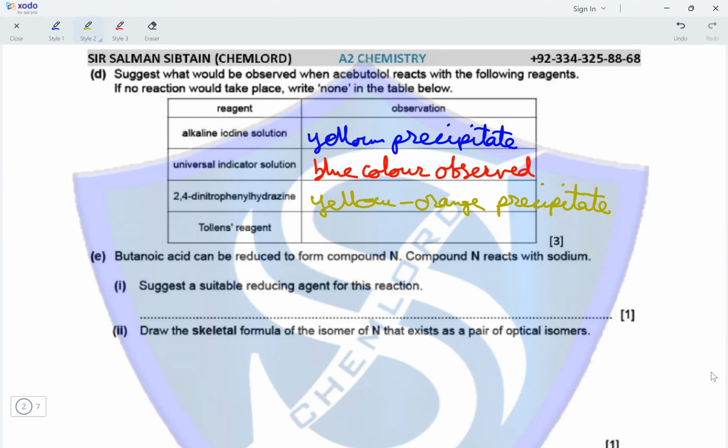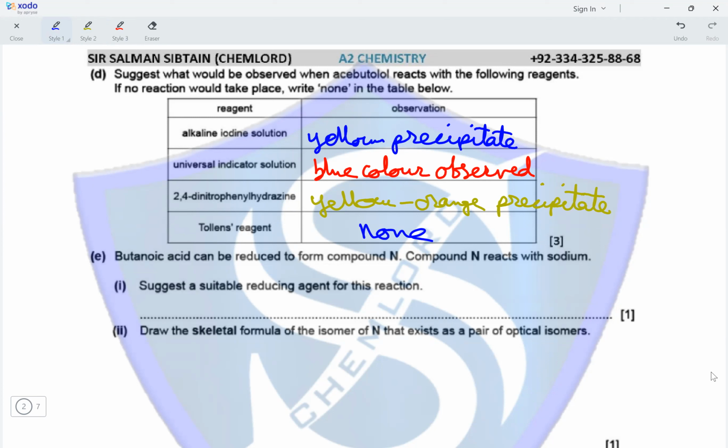And Tollens reagent. Tollens reagent is a test for the aldehyde group. There is no aldehyde group present in acebutolol. So Tollens reagent will not give any observation. The question says write none, so we are going to write none in this cell of the table.